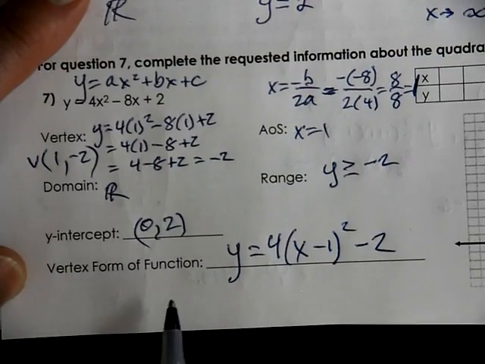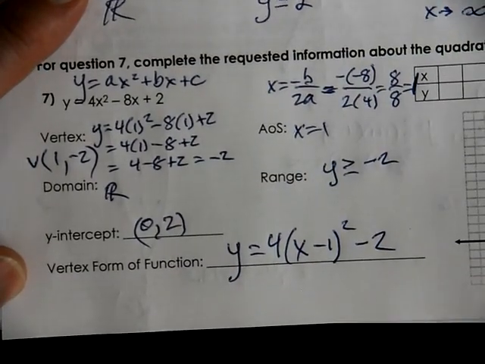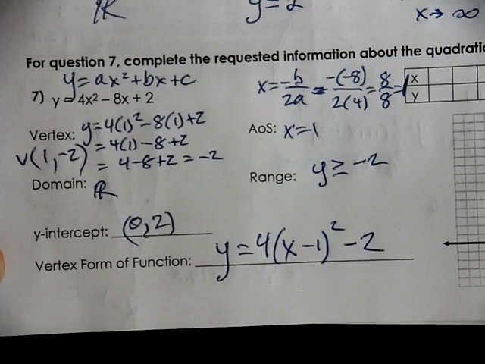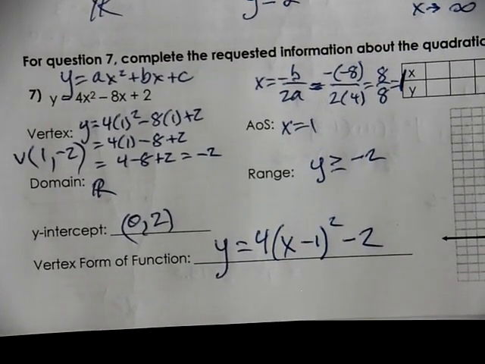Now we're going to learn another process to find vertex form from standard form. And that's called completing the square. That's in the future. Okay, we'll pause the video and you can pick us up on the next one.